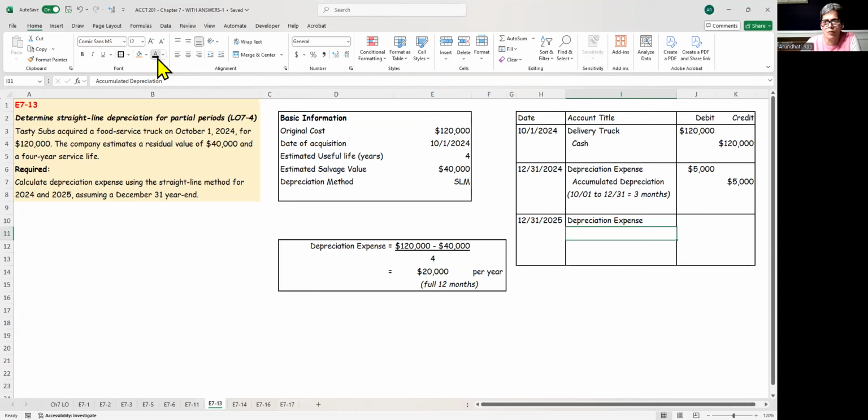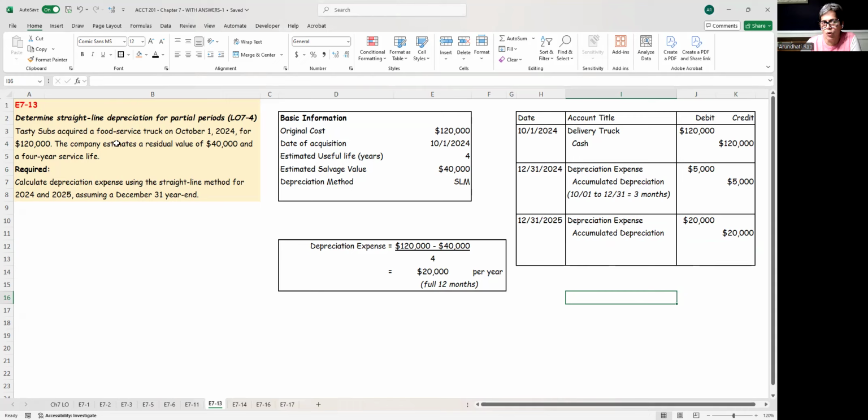Now, the second year, I have it for the full 12 months. So my journal entry obviously is easy. Depreciation expense debit, accumulated depreciation credit, and that's going to be $20,000, the full $20,000 because I had it for the full year.